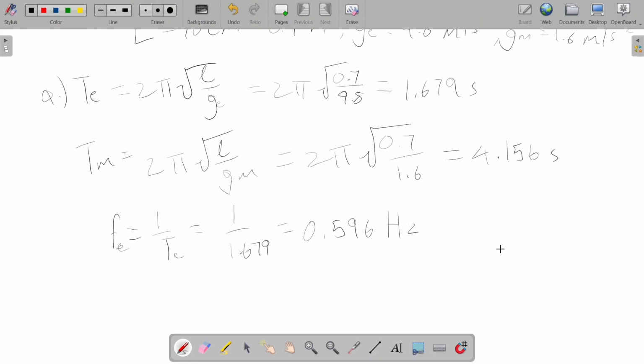Same thing for the Moon, right? f_m is just going to be 1 over T_m, which is equal to 1 over 4.156. And we get 0.241 hertz, you could say. And it's as easy as that.